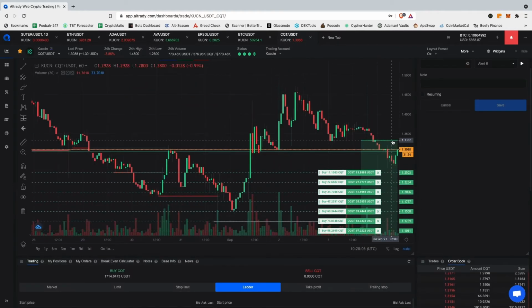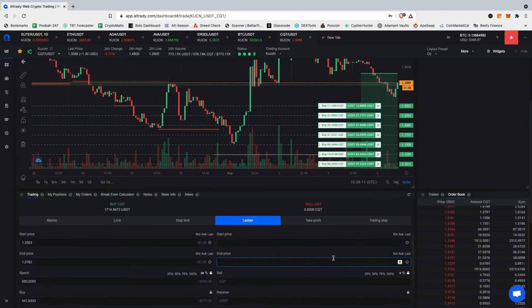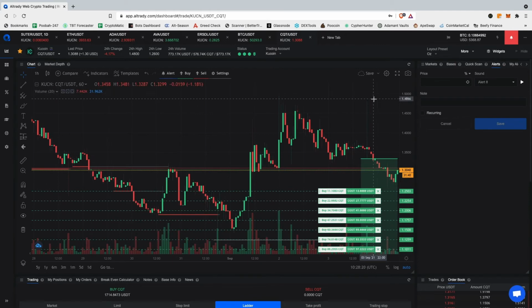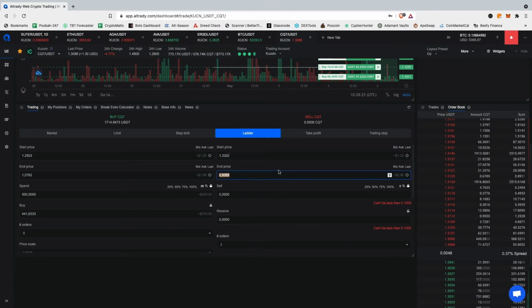For example, you want to start selling at 1.332. So you go to start price 1.332, and you want to sell all the way up to 1.4910. Okay, sell how much? You can say percentage as well. I want to sell 75% because I don't have anything right now, so I want to say like 400.